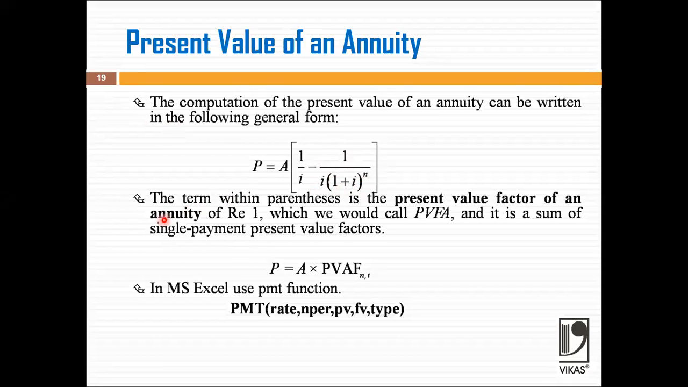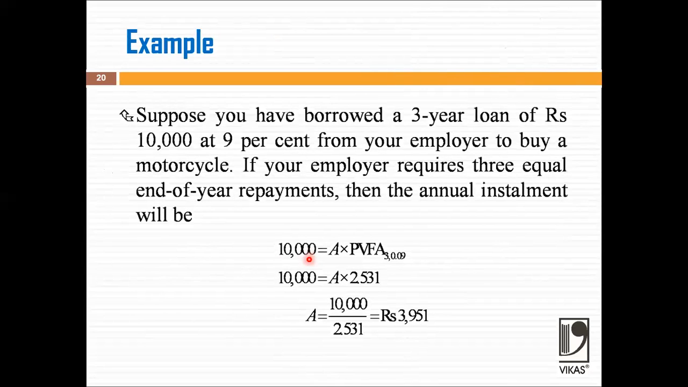The term within the parenthesis, the bracket, is the present value factor of an annuity. Earlier we calculated the compound value factor of an annuity. Now we will study the present value annuity factor. The term within the parenthesis is the present value factor of an annuity of ₹1, which we call PVFA, and it is the sum of single payment present value factors. I have my own formula, so anyhow, I will try to show this.